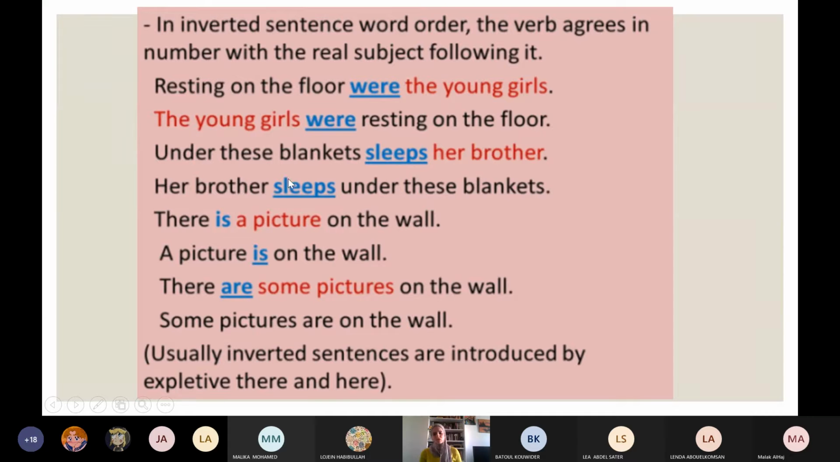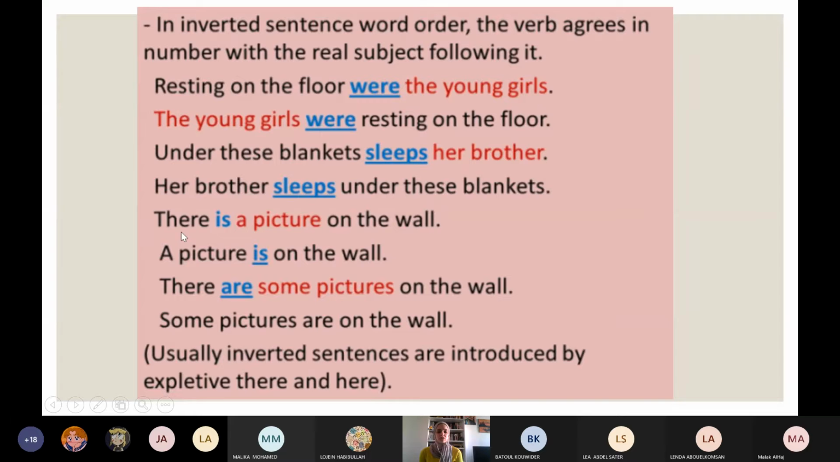So let's go to this one. Under these blankets sleeps her brother. So her brother should be what? Her brother sleeps under these blankets. Under these blankets is a prepositional phrase. So here the subject came after the verb. The most common sentences where the subject follows the verb are when I start with here and there.